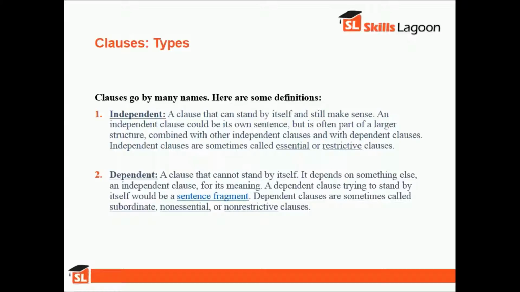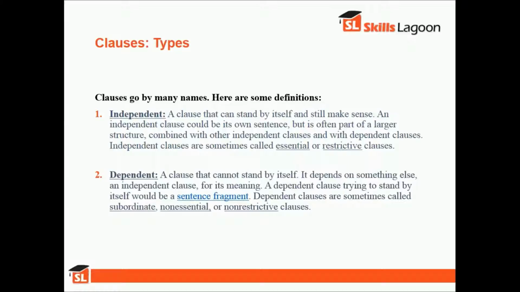Sometimes a very common mistake is to use a dependent clause as a complete sentence, and that error is called sentence fragmentation. You might have noticed this while you are working in your Microsoft Word editor. It underlines some sentences and suggests that there is a fragmentation. So that's what the error is about when you try to use a dependent clause as a sentence.